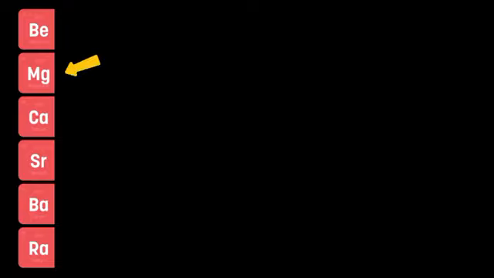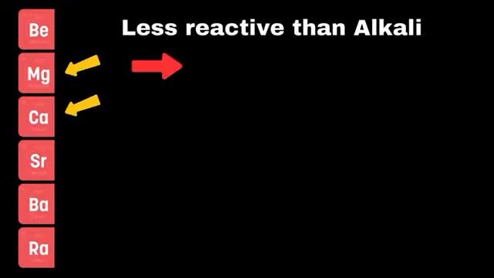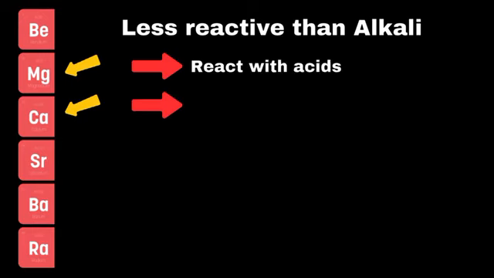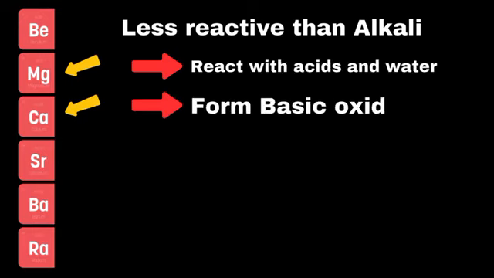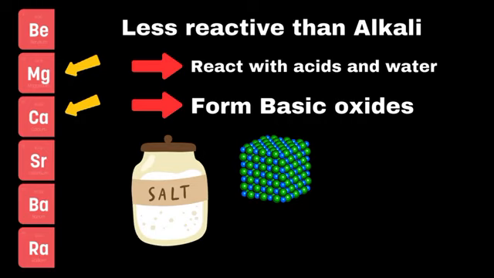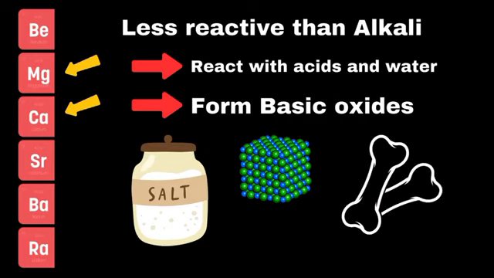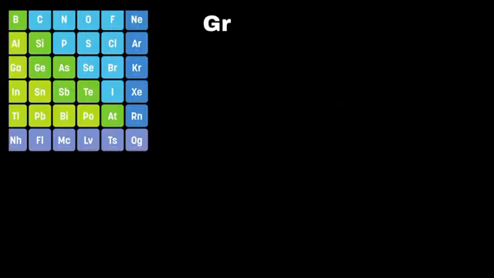Alkaline earth metals like magnesium and calcium are less reactive than alkali metals but still react with acids and water. Both groups form basic oxides and are essential in various applications such as sodium in table salt and calcium in bones and teeth. The P block consists of elements in groups 13 to 18.